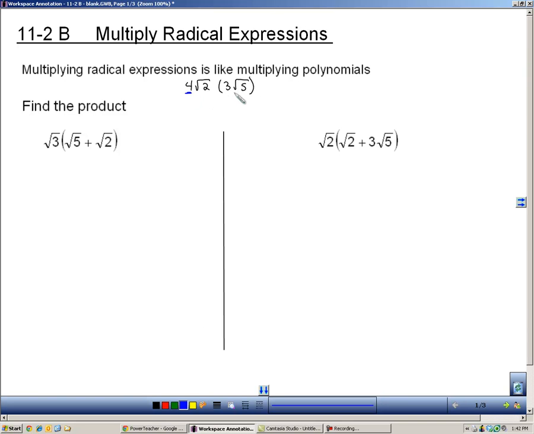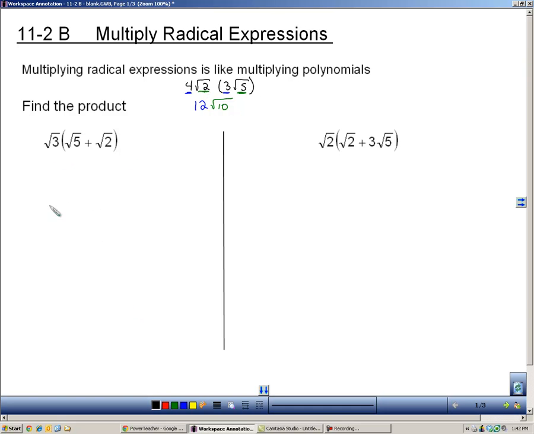First of all, the numbers in front, the whole numbers, can be multiplied. 4 times 3 is 12. But those are the only two numbers that you can multiply by each other. Likewise, the square root of 2 can be multiplied by the square root of 5, giving you a square root of 10. But you can't multiply the 4 and the root 5 or the 3 and the root 2. You can't go mixing and matching. Whole numbers by whole numbers and square roots times square roots.